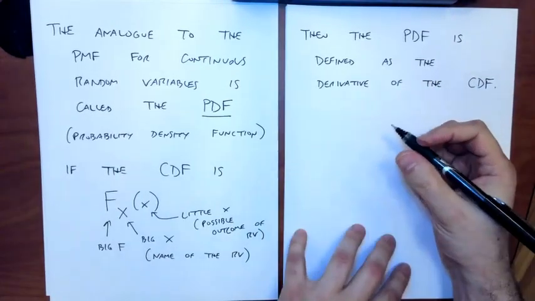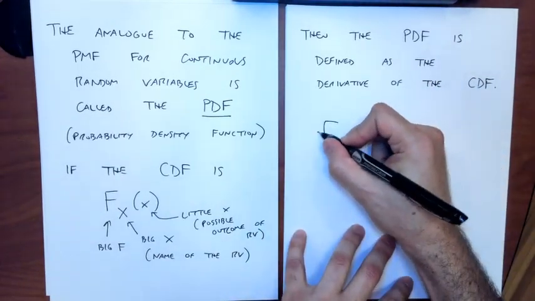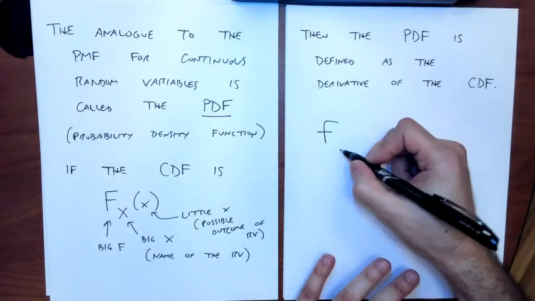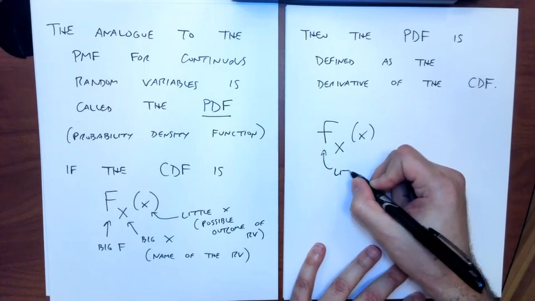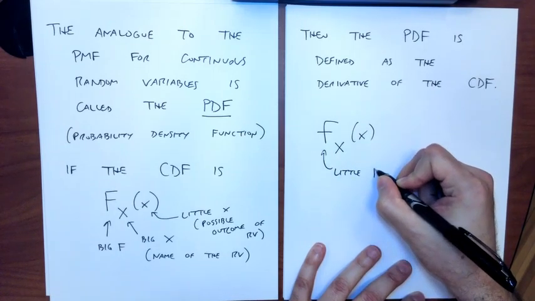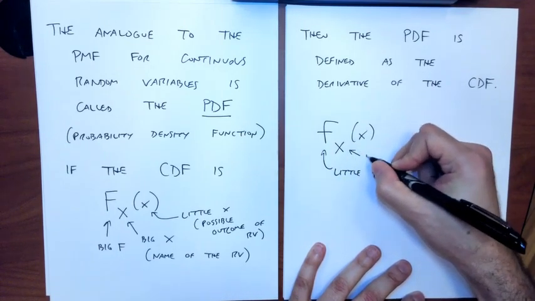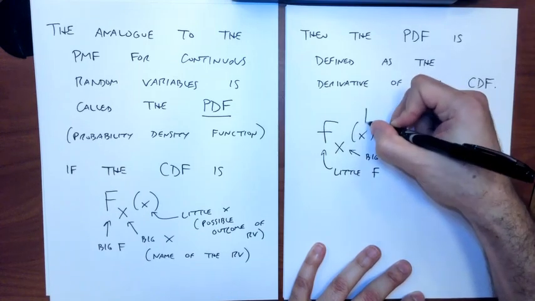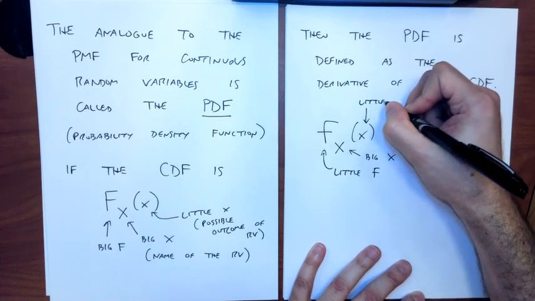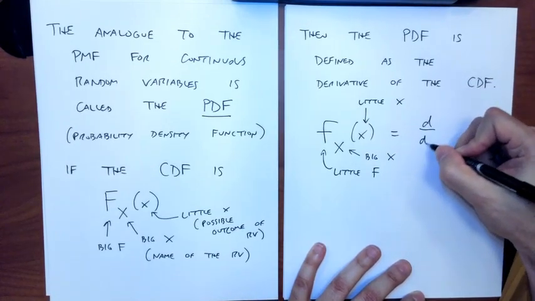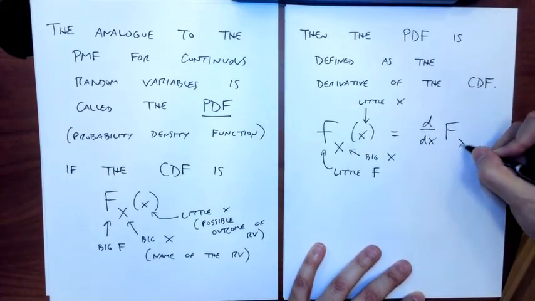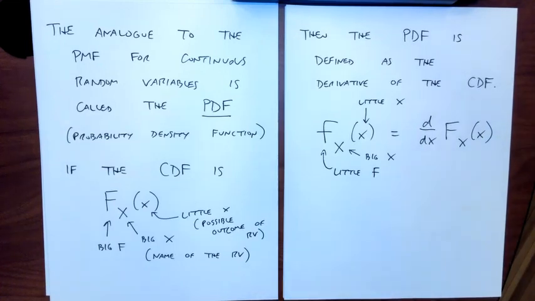And we're going to denote that by a little f. So again, now we've got little f, big X, little x. And that's equal to, basically, I take the derivative of the CDF with respect to x. And hopefully that makes sense, right?